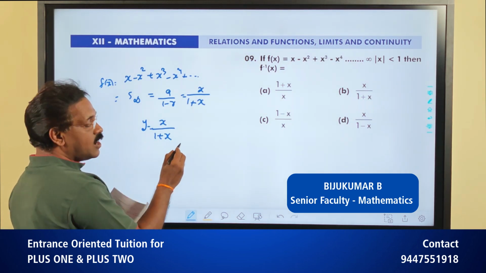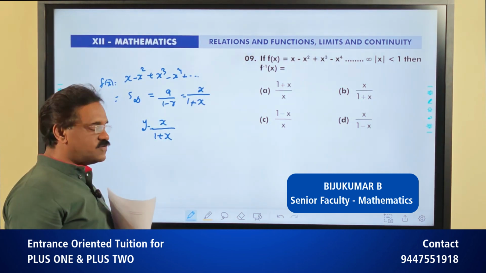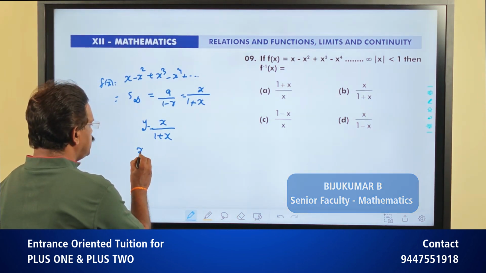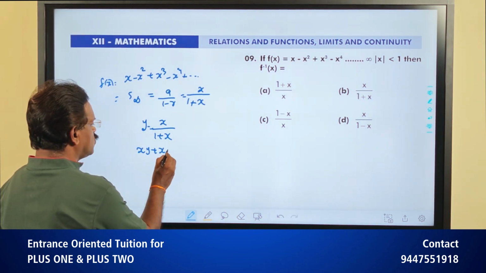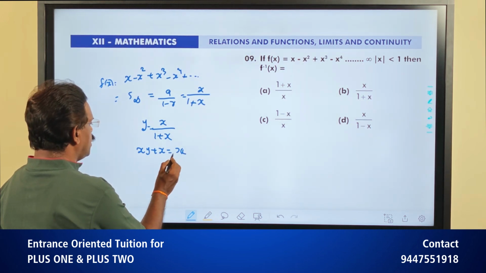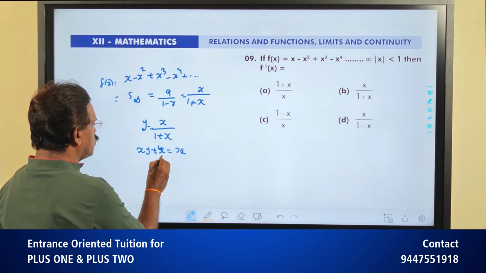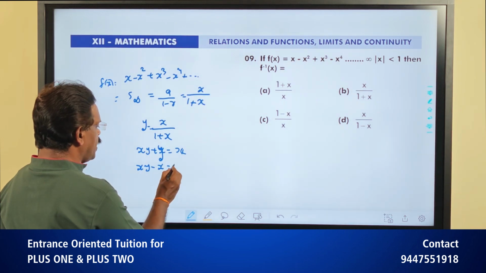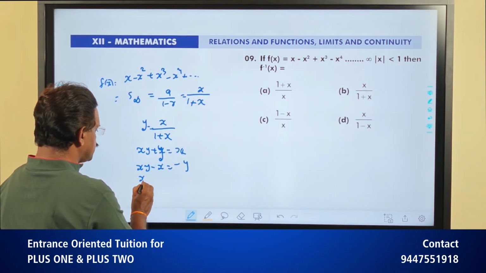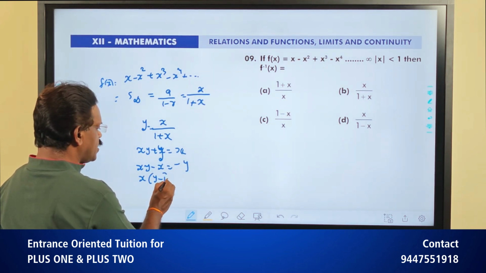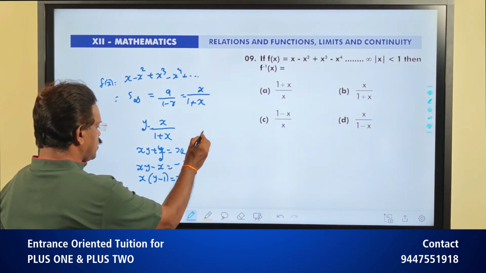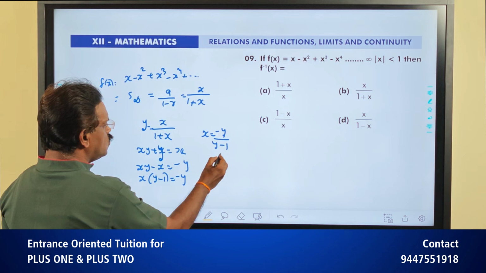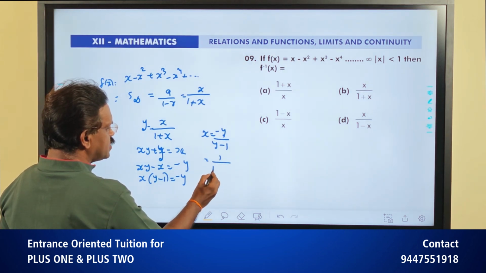I told you earlier how to find out the inverse. How do you find out the inverse? Start with the y. Then cross multiply. xy plus y equal to x. Take xy minus x equal to minus y. When you take x outside, x times y minus 1 equal to minus y. So x equal to minus y by y minus 1, or we can write it as y by 1 minus y.